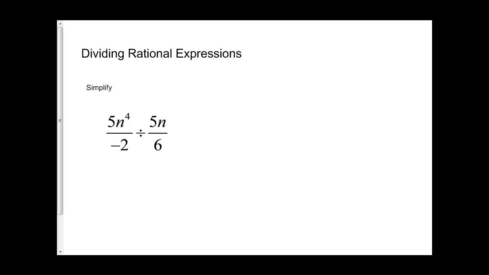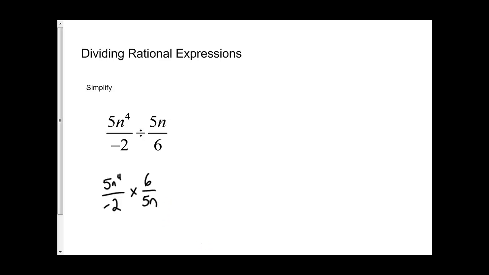Dividing rational expressions is very similar to multiplying them. The only difference is when we're dividing a fraction, we need to multiply it by the reciprocal. So what that means is we're going to start with our first expression, 5n to the fourth over negative 2. But I'm going to change my division sign to times, and then I'm going to flip over my second fraction, giving me the reciprocal.